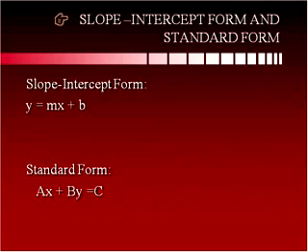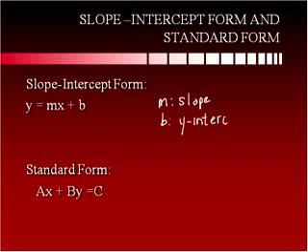First, we're going to refresh our memories on slope-intercept form and standard form. Slope-intercept form is y equals mx plus b. If you remember, m represents slope, and b represents y-intercept. Standard form is ax plus by equal to c.